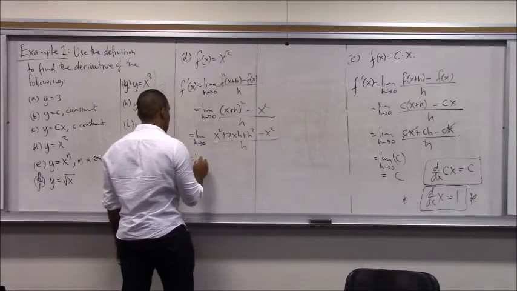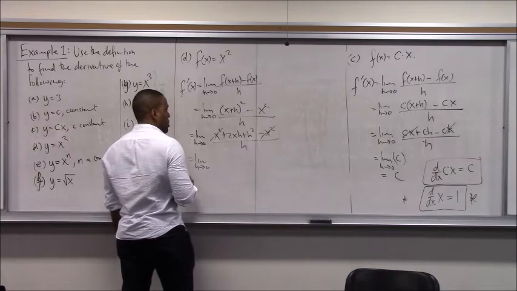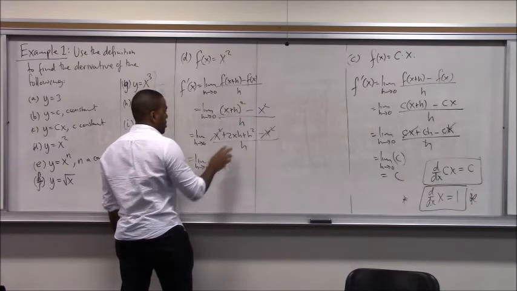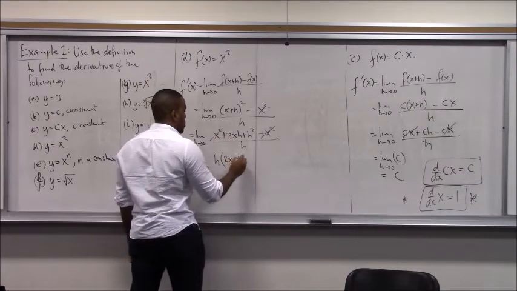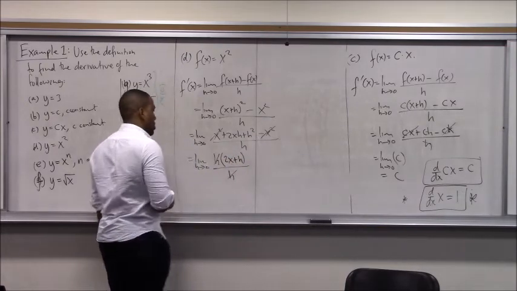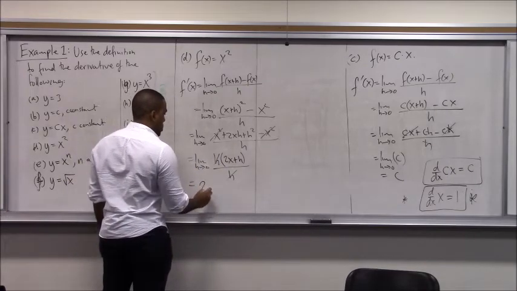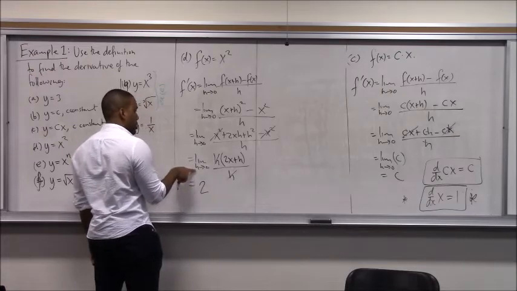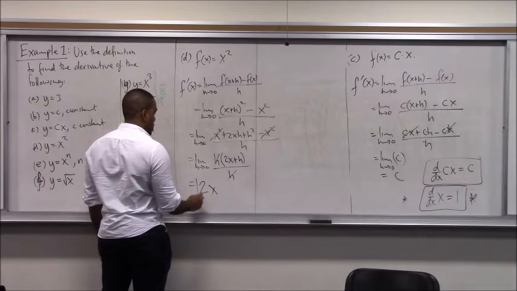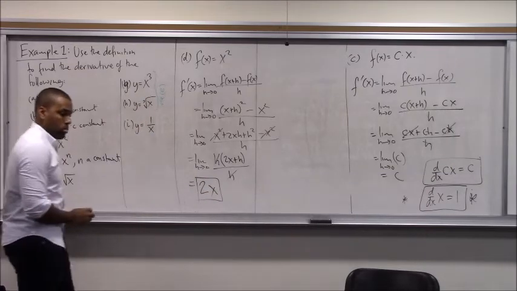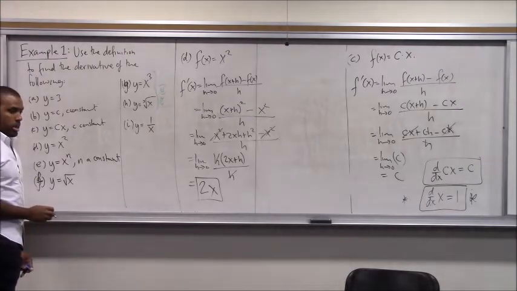Now then what? You cancel x squared minus x squared. Can you cancel h? Well, you can't cancel across a sum. So you factor out the h: h times 2x plus h, over h. Those cancel. What's the limit now? 2x plus h. Then we're taking the limit as h approaches 0, so we plug in 0 and get 2x. So the slope of x squared is 2x.